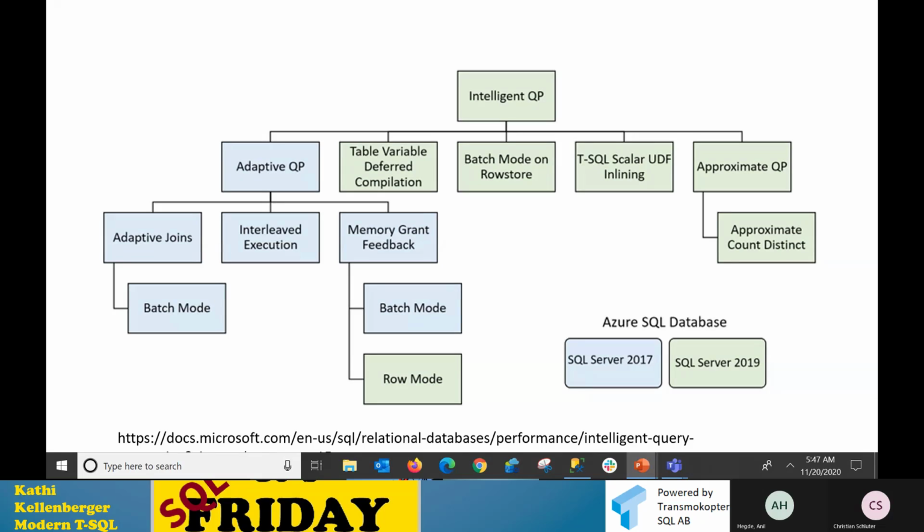In 2017 and 2019, Microsoft added some features to the optimizer that can make things run faster. I'm going to look at a few of these. I'm not going to cover the whole thing, and in fact, covering the whole thing is an hour-long talk in itself. But I'm going to talk about a few of them. And the beauty of these is that except for approximate count distinct, you don't have to make any changes to code. They just work once you upgrade to 2017 or 2019. Now, a few of them do require Enterprise Edition, but not all.